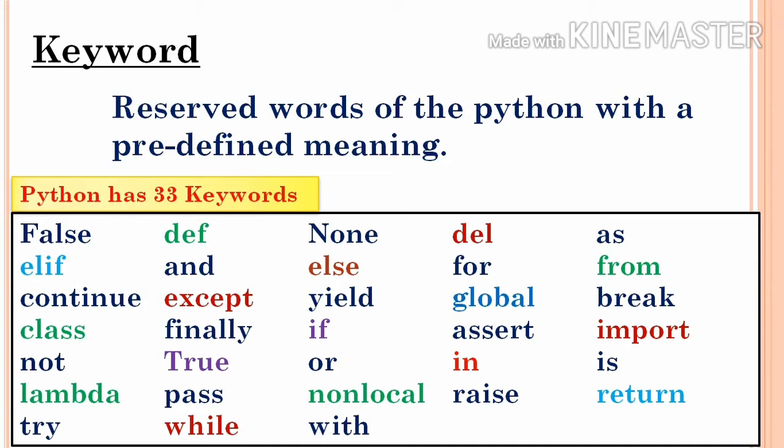You can see the keywords in your IDLE by typing help, and within brackets you give the command keywords. After giving this, you can see the whole list of keywords. Whatever keywords are there in your Python programming, you can get very easily. I will implement this in the next video through programming. Clear?